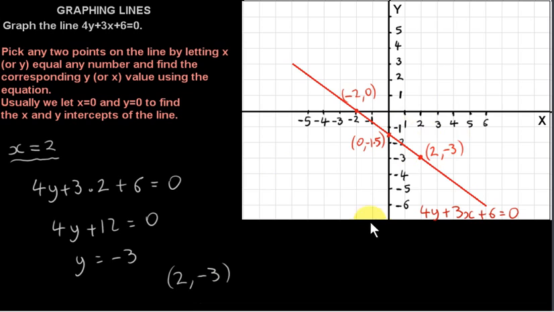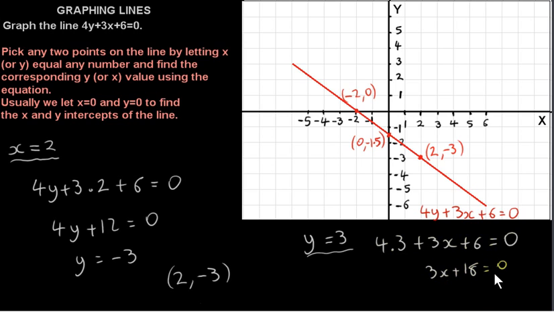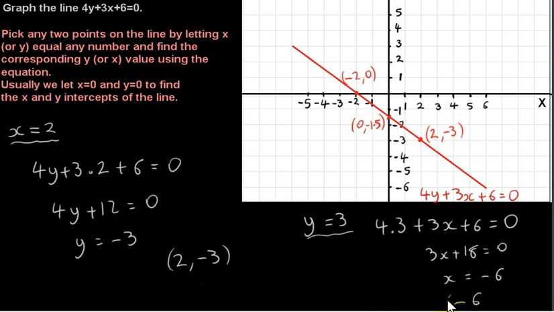Similarly, we could have let y equal anything we like. Let's suppose we let y equal 2. No, let's say 3. We write down the equation of the line, replacing y with 3. We solve this equation for x. 4 3s are 12, 12 and 6 is 18, so we get 3x plus 18 equals 0. X equals minus 18 over plus 3, that's minus 6. So you see we get a point with coordinates minus 6, comma 3. This is a point on the line. And we can see here's minus 6, here's plus 3.